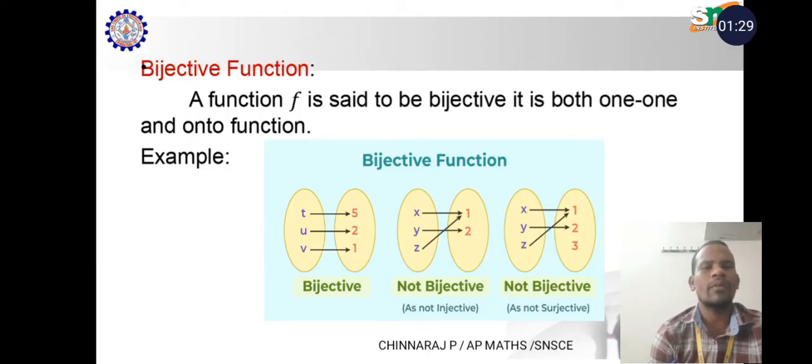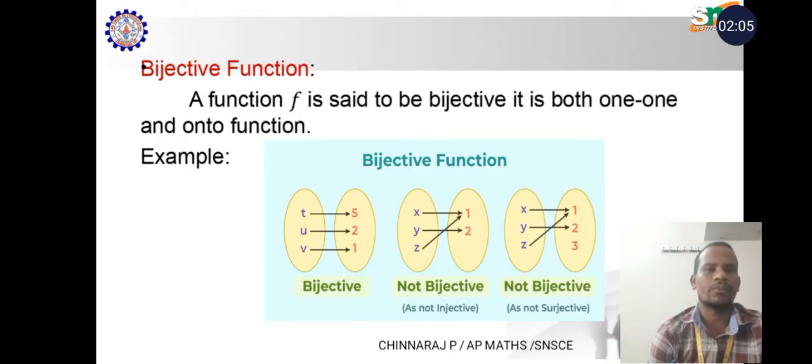So next one is to verify onto. Onto means every element in the codomain has a pre-image in the domain. So we take the elements in the codomain, which are 5, 2, 1. The pre-image of 5 is t, the pre-image of 2 is u, the pre-image of 1 is v. Therefore, every element in the codomain has a pre-image in the domain, so it is an onto function. It satisfies one-one and also onto. Therefore, this is a bijective function.